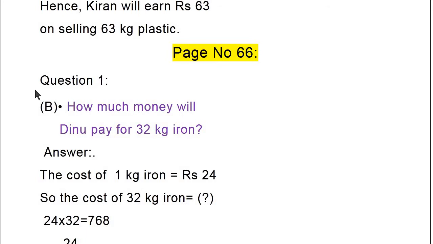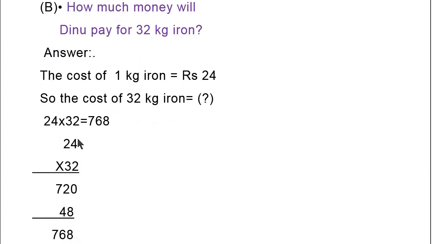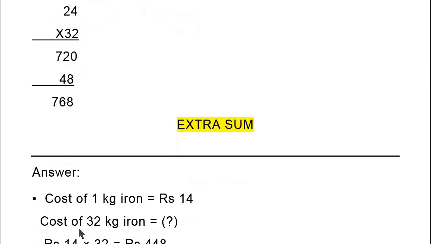Page number 66. Question number 1. How much money will Dinu pay for 32 kg iron? Answer. The cost of 1 kg iron is equal to rupees 24. So the cost of 32 kg iron is equal to how much? 24 into 32 is 768. 24 into 32 means 24 into 30, which is 720, and 24 into 2 is equal to 48. So 720 plus 48 is equal to 768.